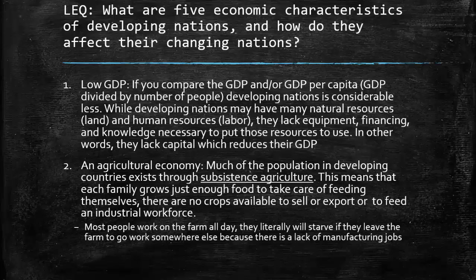Okay, so if you look at GDP per capita, if they are relatively low, that's an indicator that maybe this is a developing nation. Also, second characteristic is an agriculture-based economy. So much of the population in developing countries exists through what's called subsistence agriculture. This means that each family grows just enough food to take care of feeding themselves and their family. There are no crops available to sell or export to feed an industrial workforce. That is, there is no surplus.